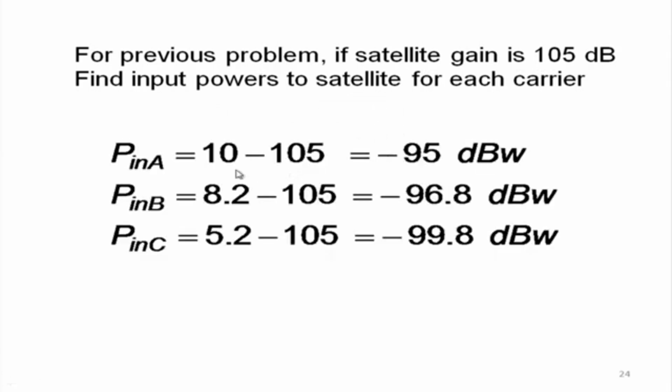Now, if the satellite gain is 105 dB, then based on those apportionments, how much power is transmitted out per carrier from station A, and the gain you subtract. So, input to the satellite from station A is minus 95 dBW. You simply subtract the gain of the satellite. So, for each carrier, the input to the satellite coming from that particular station is listed here.